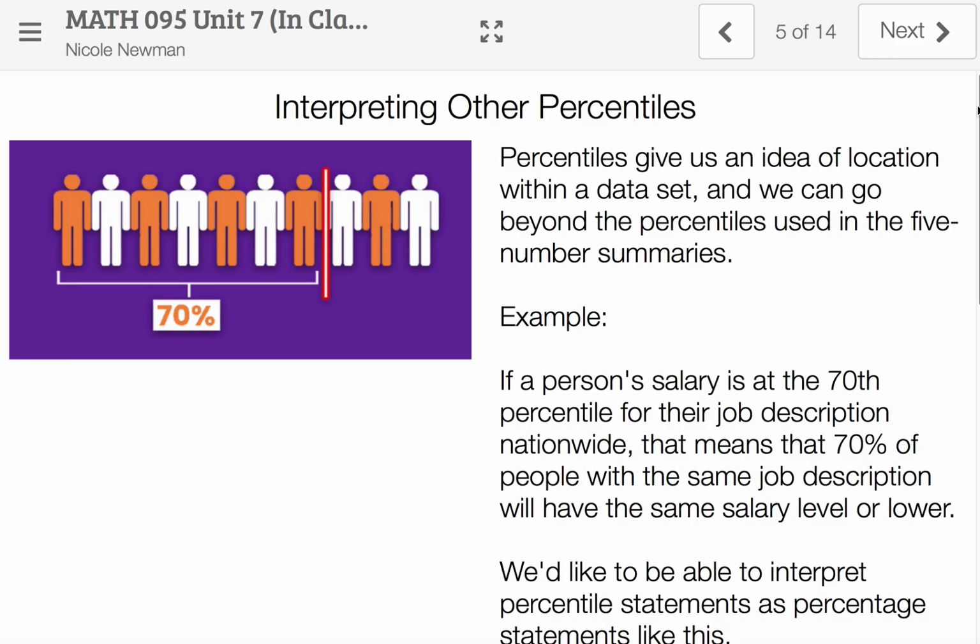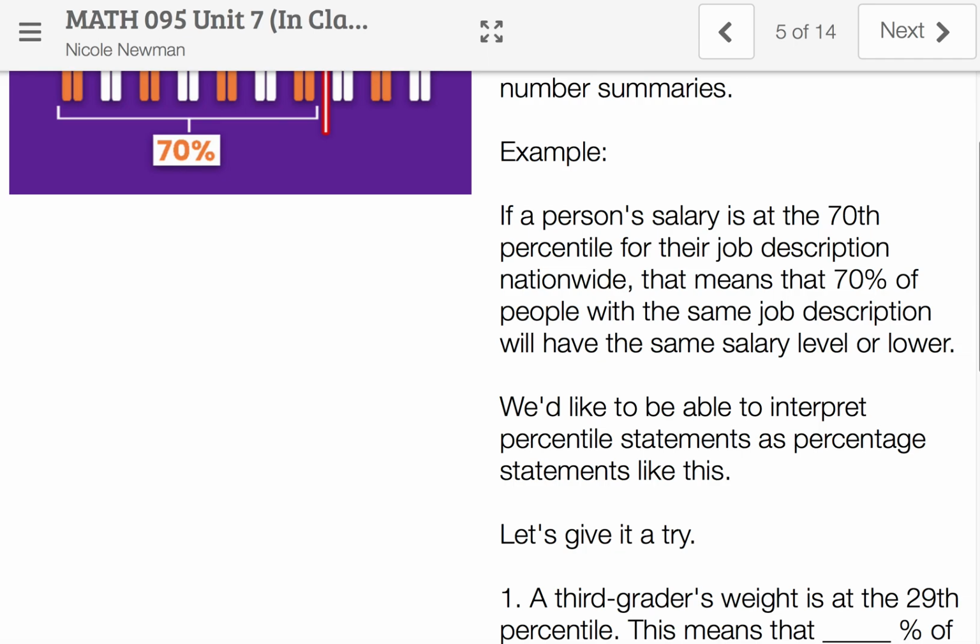So here we are interpreting percentiles. That's where we're going next. I give an example. If we know that someone's salary is at the 70th percentile for their job description nationwide, that means that 70% of people with the same job description will have the same salary level or lower. Same salary or less, it's a marker. This would chop off 70% at that same level or underneath. And that leaves 30% of the people to be above that level. But I think if you stick with just this description where we talk about at the same level or below, I think that's a very safe way to interpret percentiles.